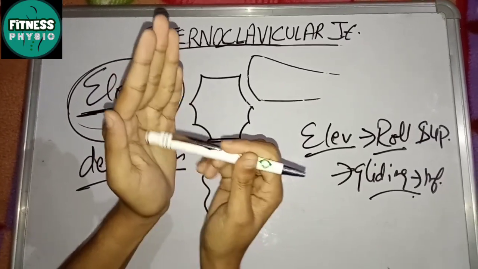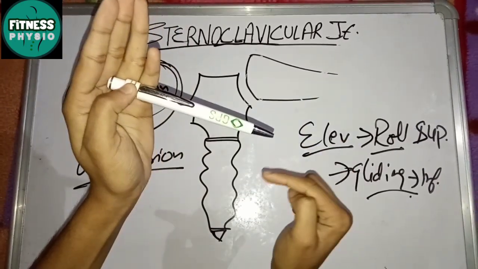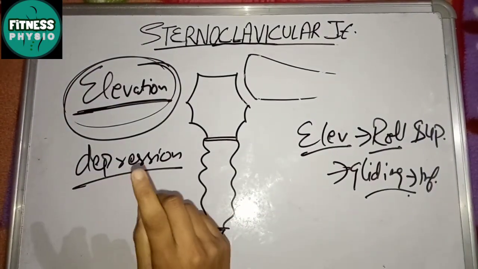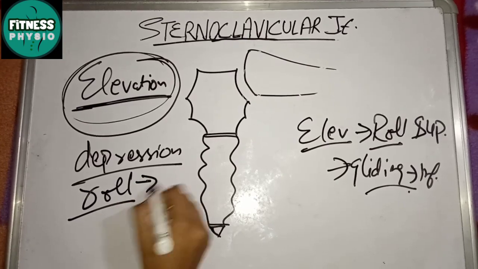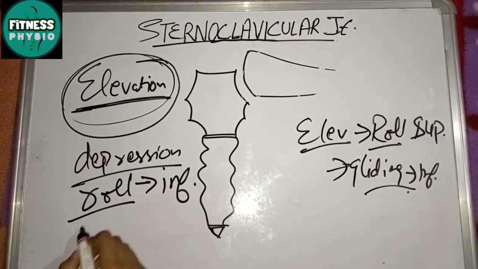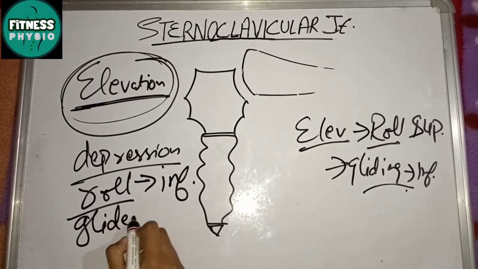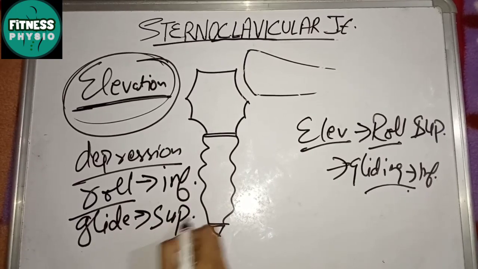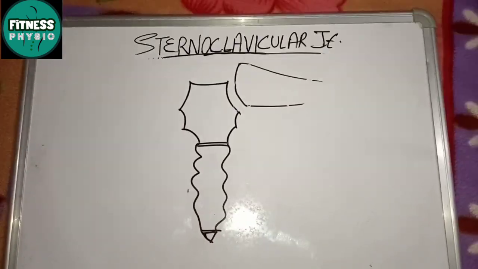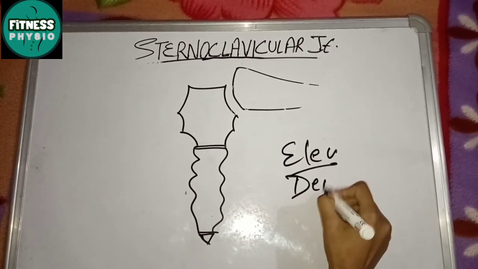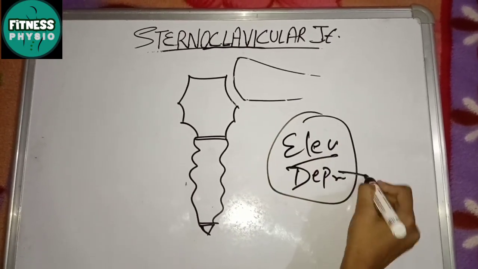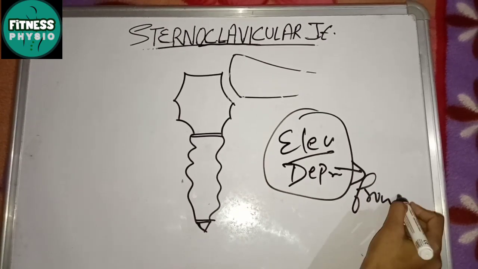Superior glide, that's why your clavicle is moving downward. So it means in depression the rolling is in inferior direction and your gliding will be in superior direction. So now your elevation and depression occur in which plane? It happens in your frontal plane.